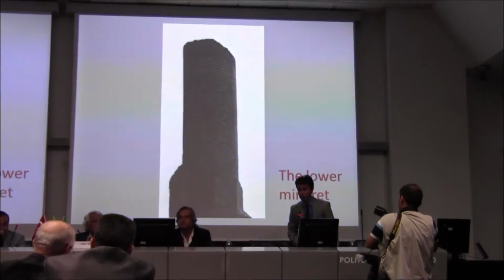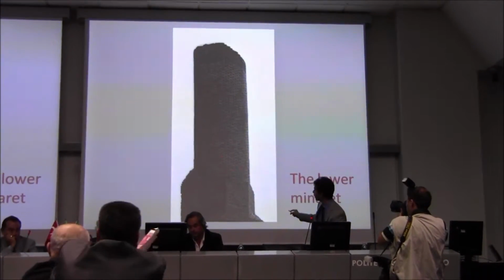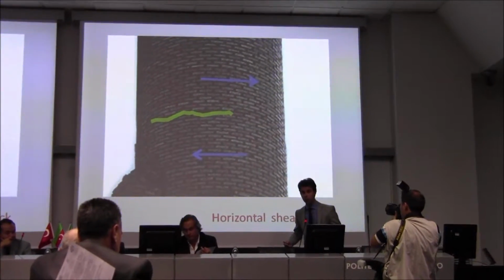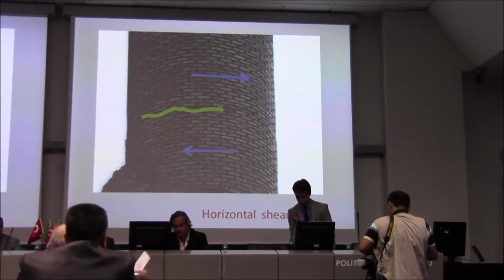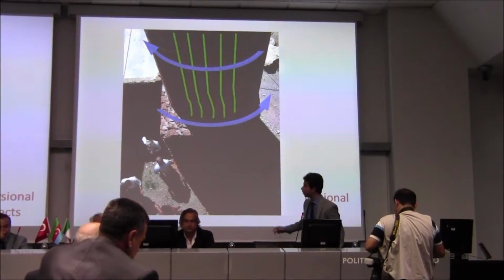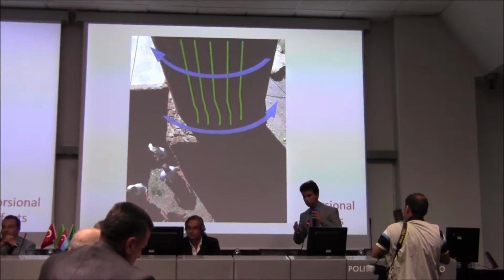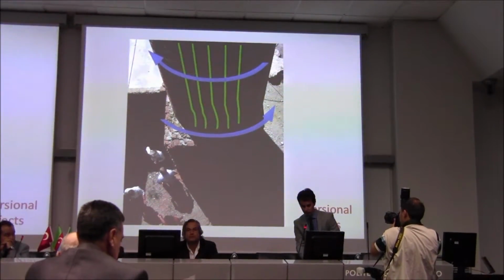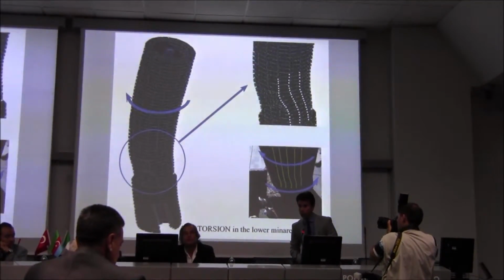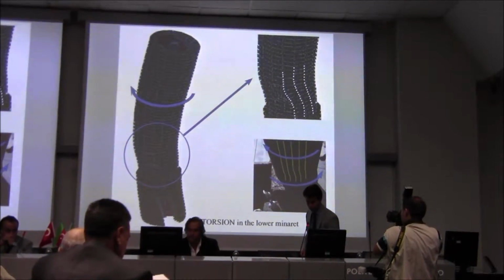Let's consider the lower minaret. The lower minaret presents just a horizontal crack in this area. In this area, just one horizontal crack induced by shear forces. And then it presents some deviation of the bricks induced by torsional effects. So again, the lower minaret twists in case of a seismic event. And again, a numerical model is able to represent this torsional effect.